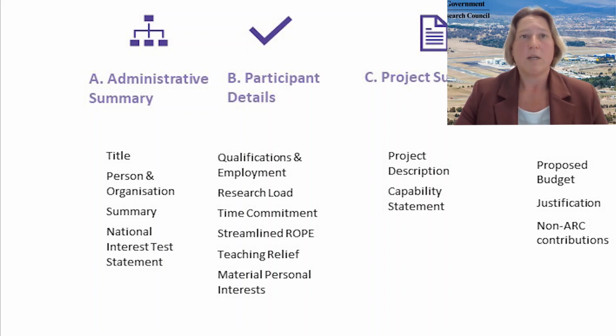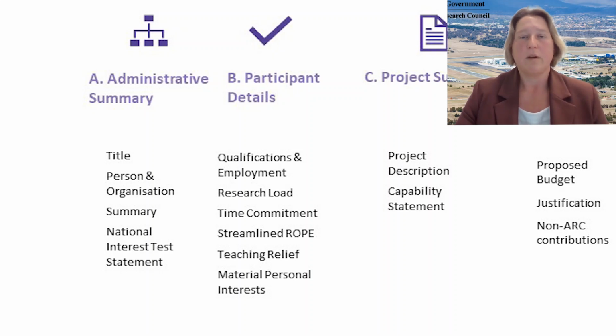The administrative summary contains an additional national interest test question, and the participant information section contains an additional question on teaching relief, which, if the applicant indicates that they are applying for teaching relief, will carry through to the project budget. The participant information section of the full application also includes 5 additional questions relating to material personal interests, which must be answered. Participants must also complete the certification question at B18.